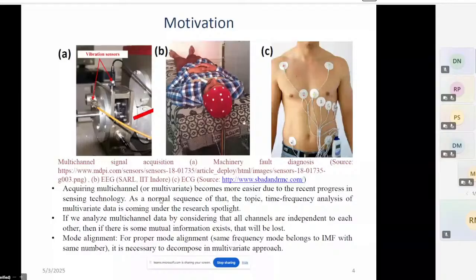Now, why is this happening? Because there is a lot of advancement in sensing technology. Multi-channel sensors are available where you can record a lot of data at a time. Also, if you analyze these signals independently, each channel separately, then these data are correlated and have mutual information that is ignored. So there is a lot of interest in developing multi-channel, multivariate data processing, so that this correlation and mutual information is preserved across the channels.